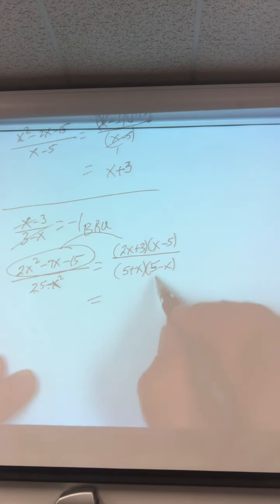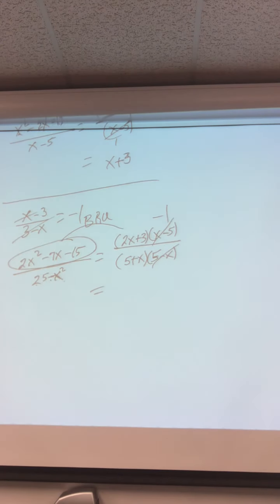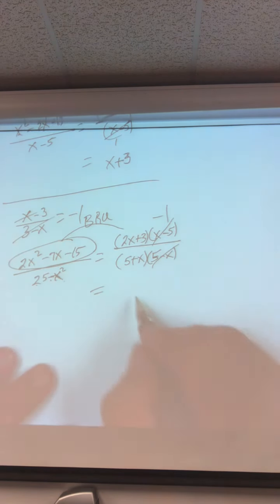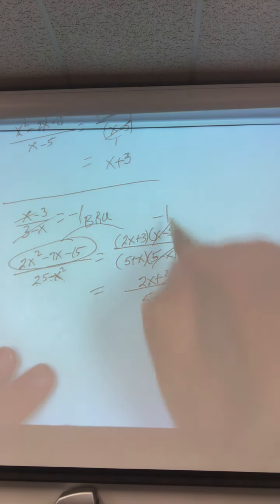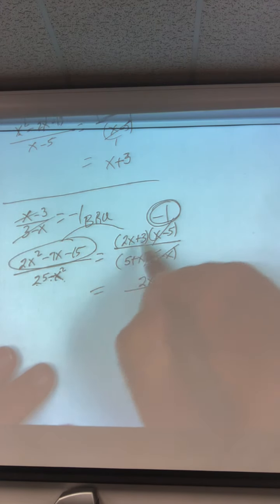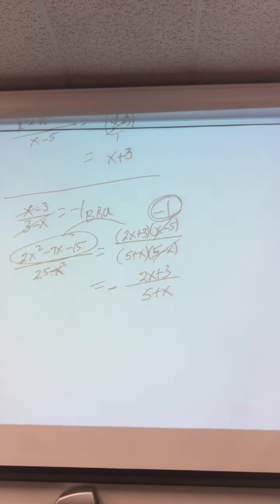Now, x minus 5 and 5 minus x are negative factors of each other. So that leaves negative 1. And so I've got 2x plus 3 over 5 plus x. Now, we typically don't multiply that negative 3 there. What we usually do is just put the negative in front of the fraction bar. If you do that, that's the same.